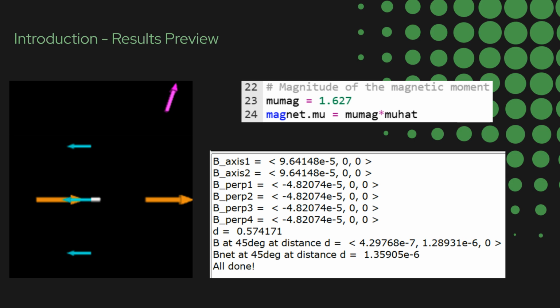Here is our results preview, where you can see the magnetic fields at different locations, as well as the magnitude of the magnetic moment and the B net at a certain location, 45 degrees.